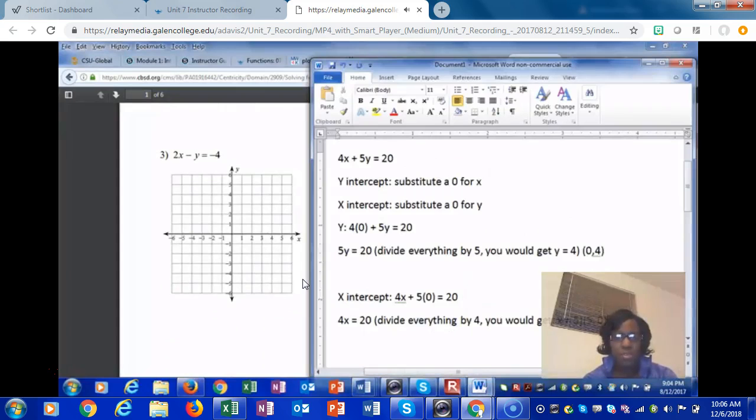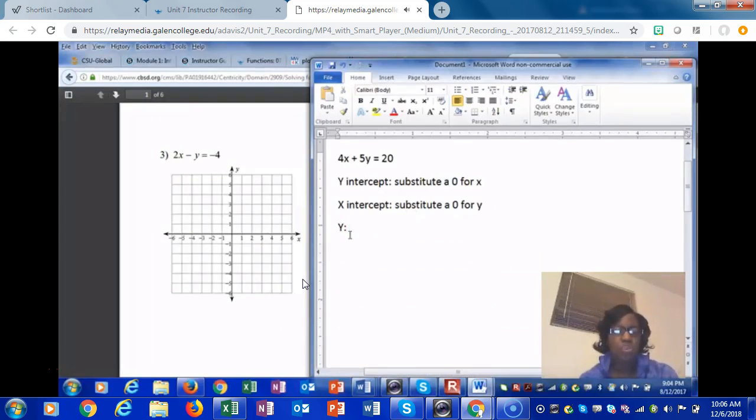All right. Let me erase this part. All right, 2x minus y equals negative 4. All right, for the y-intercept, insert a 0 for x. So we have 2 times 0 minus y equals negative 4. 2 times 0 is just 0. So you now have negative y equals negative 4.